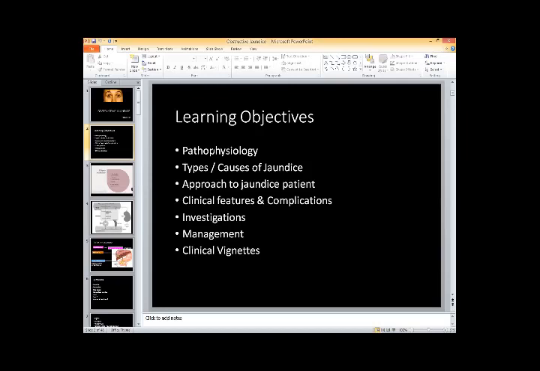And obviously, you would know the clinical features and the complications, how you will investigate a patient, and how you will manage. And maybe in the next lecture, I can give you some clinical scenarios to show you different types of jaundice, and how it can present in different types of patients. So let's move forward.